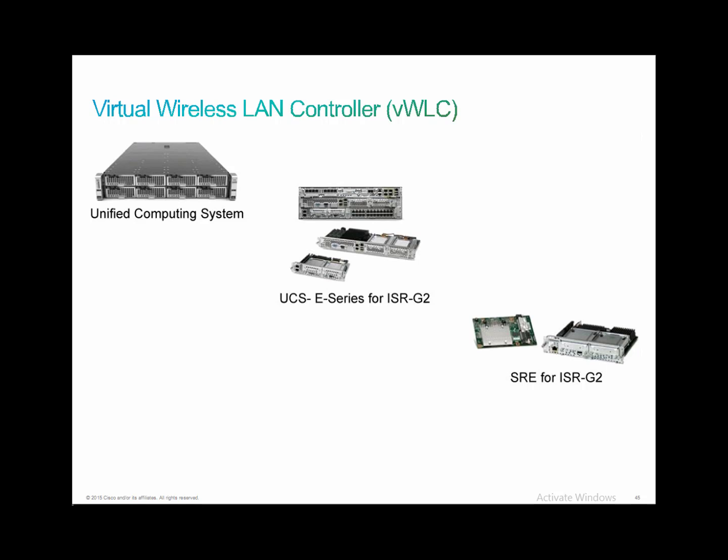Independent and mutually exclusive instances, right? Because we can put UCS servers anywhere, we can have ISR G2 routers anywhere, and we can have E-Series blades or a service engine in these routers anywhere we would like. So that allows multiple virtual controllers to manage different campuses or different sites. These can be deployed with high availability, failover protection, migration, and so on.